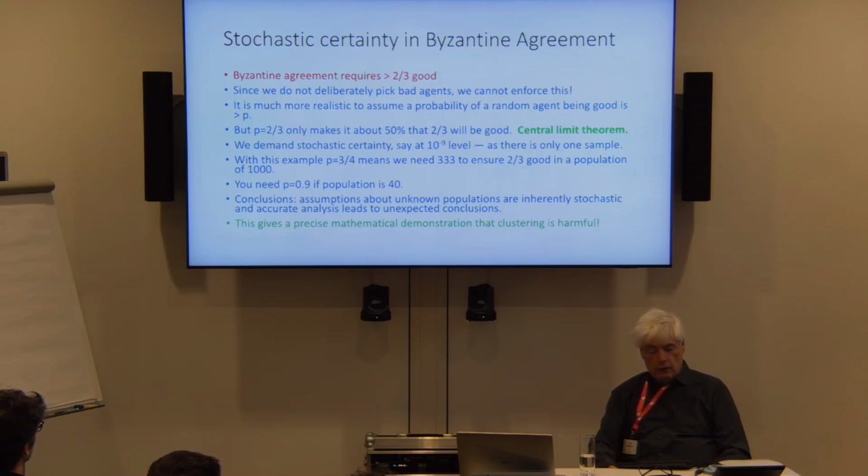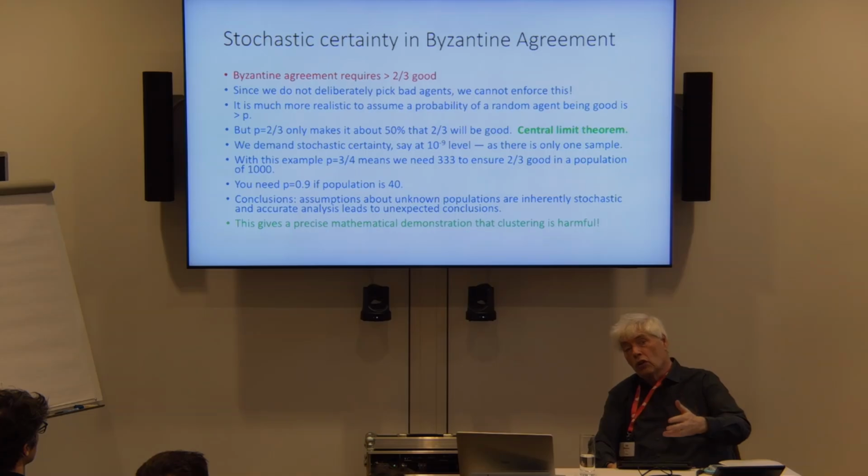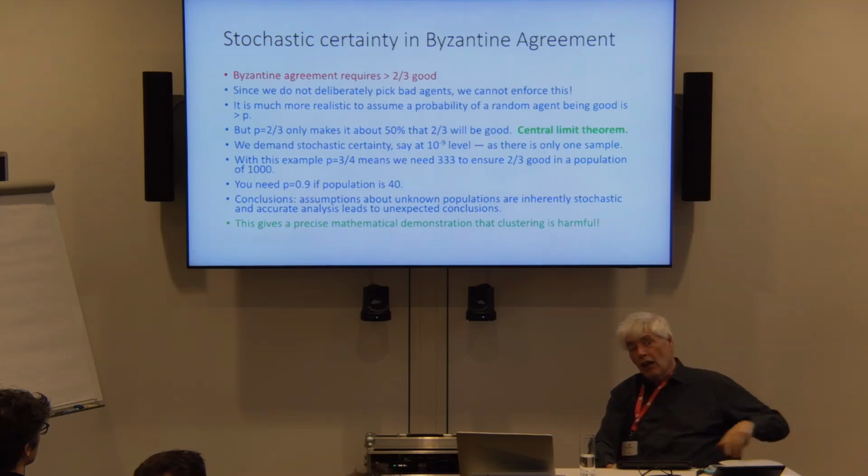And that goes down to, I need p equals 0.9, and there's only a 10% chance of being bad if the population is 40. The conclusions there are that assumptions about unknown populations are inherently stochastic, whether you admit it or not. So I argue that every blockchain that was ever built, certainly every blockchain built around something like Byzantine agreement, has an implicit stochastic assumption that was not actually very well analysed in most cases.